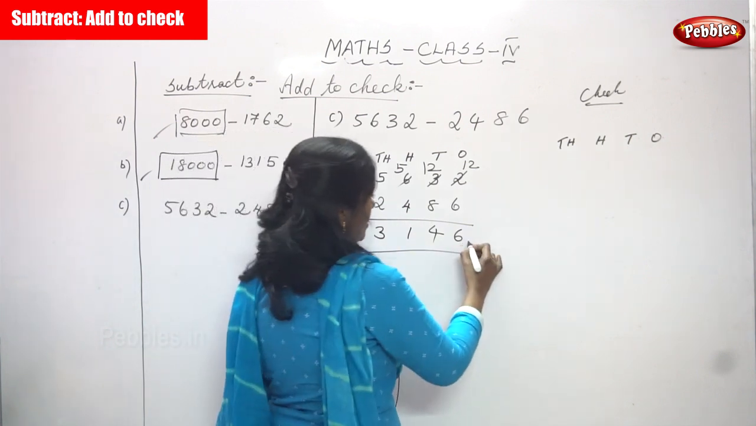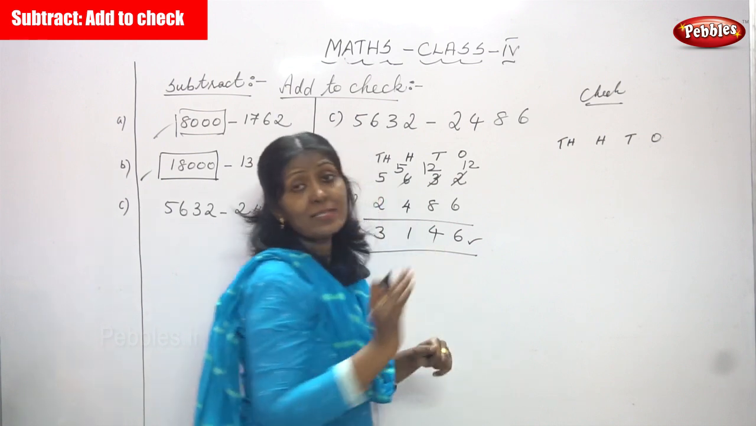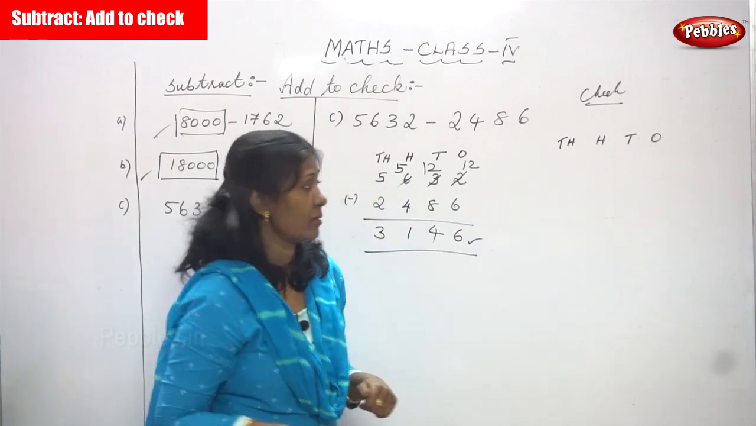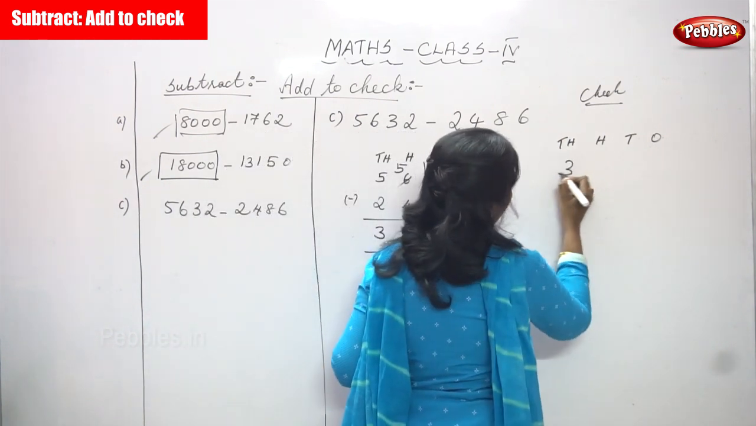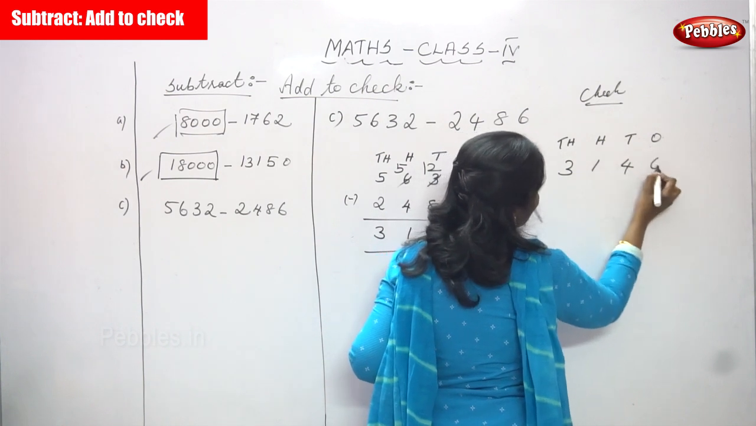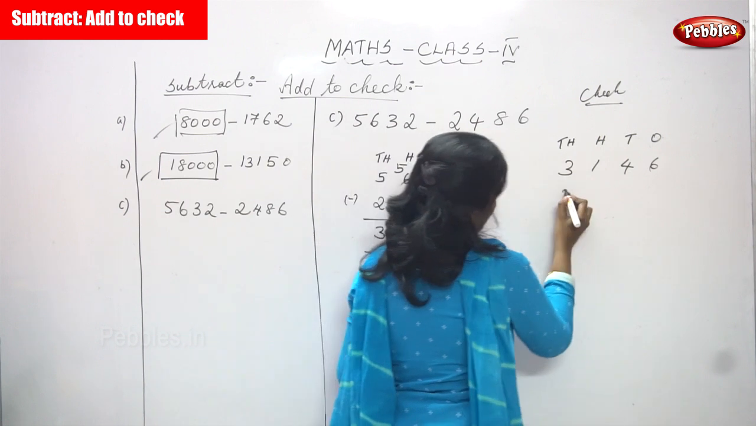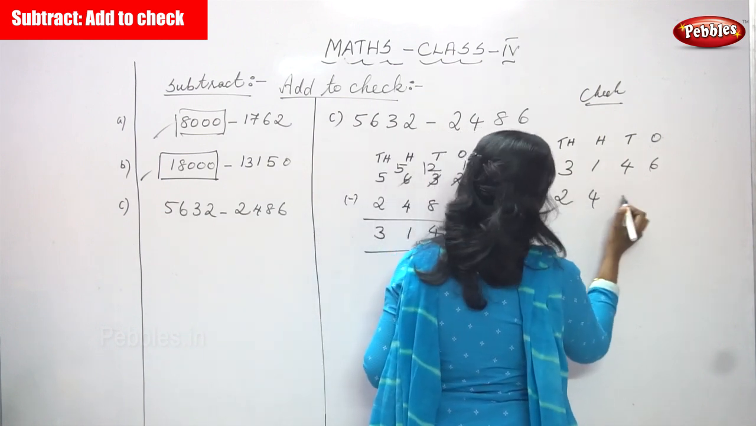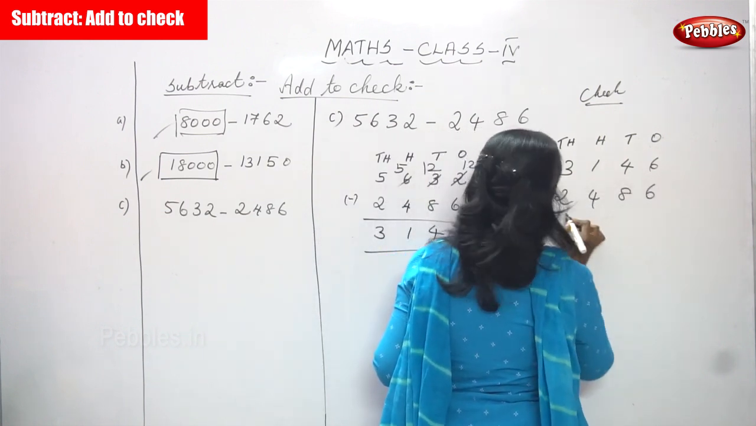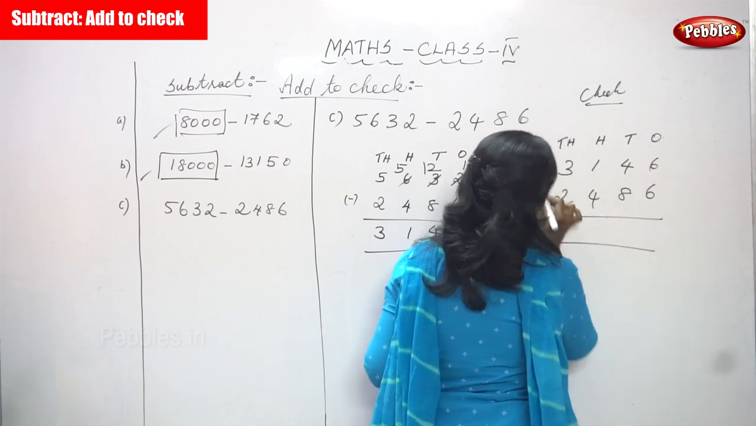This is the answer. But we must know whether the answer is right or wrong. You have to do the check method again. So write 3,146 is the answer. And the question's second number you have to add with that: 2, 4, 8 and 6. So you have to add.